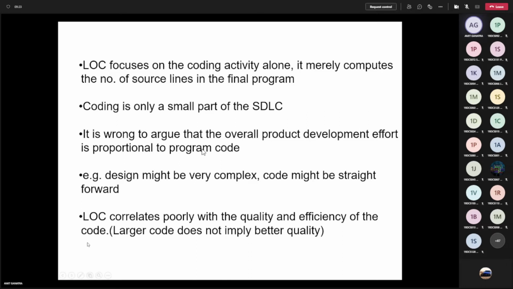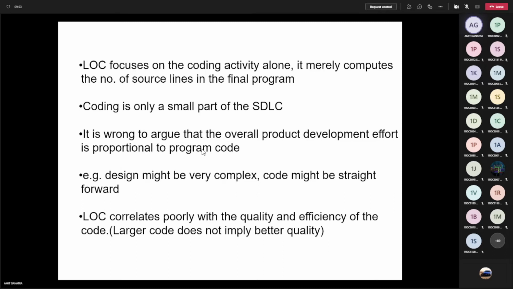So LOC correlates poorly with the quality and efficiency of the code. We are never talking about any quality parameters of the code like variable naming convention, coding standard, coding norms, indentation. We are not bothered about the efficiency, time complexity, space complexity. So larger code does not imply better quality. If somebody comes up with 60,000 lines of code and another person comes up with 50,000 lines of code, we cannot consider the 60,000 lines to be better.